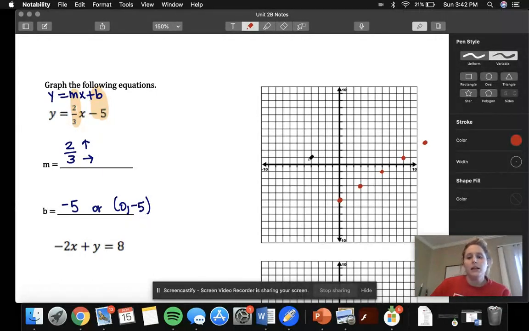Now to get the other half of the graph, I'm just going to follow the pattern backwards. So instead of going up right, I'm going to go down left. So we'll start at the beginning again, go down 2, left 3, down 2, left 3, down 2, left 3. And I have created this beautiful line.